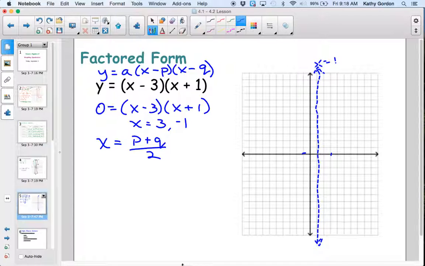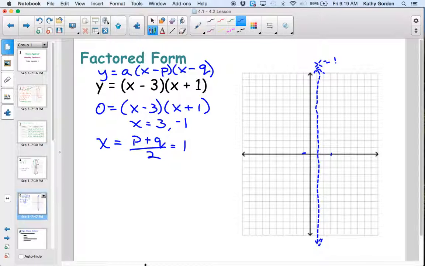Okay, so whatever these numbers are, the p and the q, we add them up, we divide by 2. And again, notice the general form is written as subtraction. So if it's x minus 3, then the p-value is actually 3. If it's x plus 1, then the q-value is actually negative 1. That's what we're going to use. Okay, so in this case, that meant we ended up with x equal to 1 for our axis of symmetry.